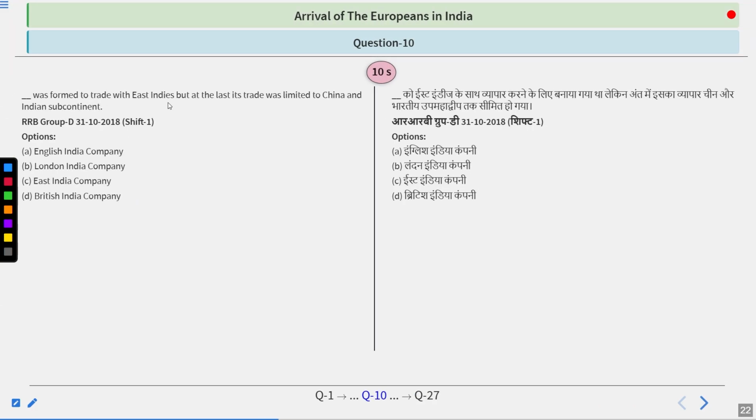It was formed to trade with the East Indies, but at last its trade was limited to China and the Indian subcontinent. Options: English India Company, London India Company, East India Company, or British India Company. Try to find out the answer. And your answer is right.